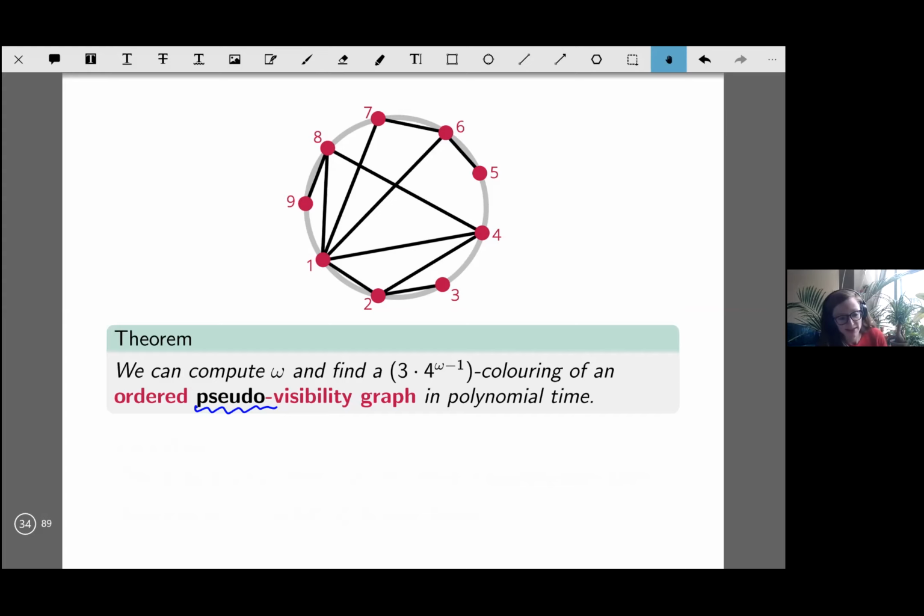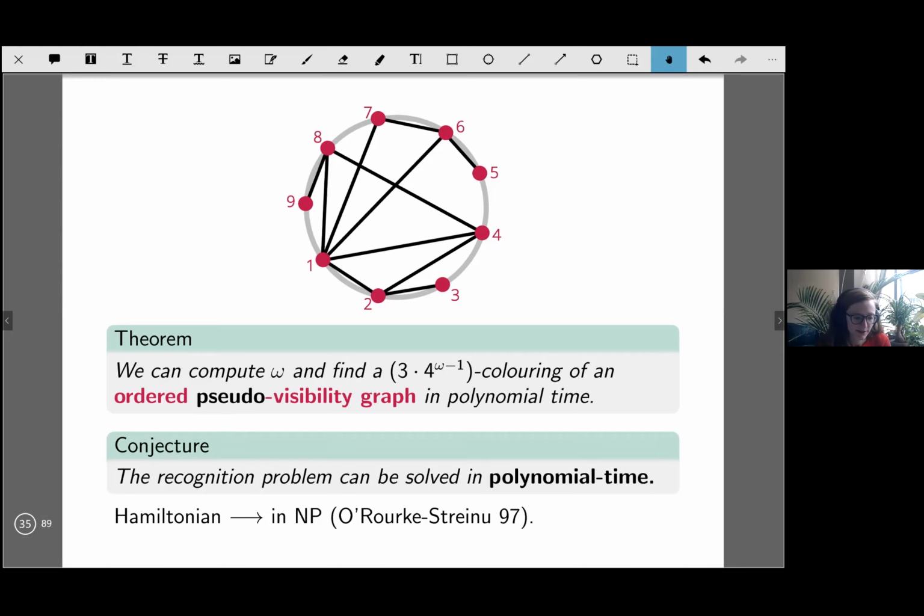Okay, so the point is that the theorem still works in the pseudo-visibility setting, but there the natural conjecture, maybe still a little bold, is that the recognition problem can be solved in polynomial time.